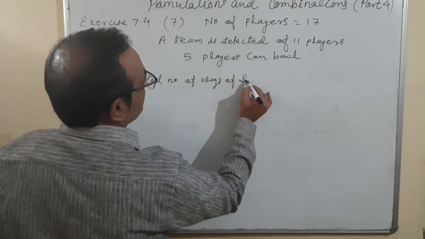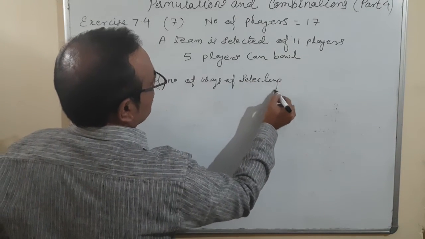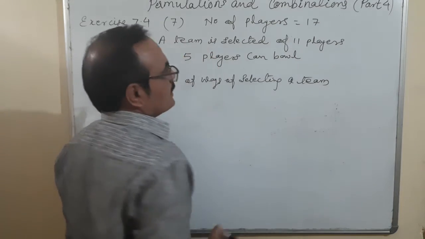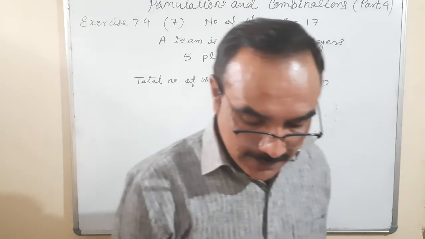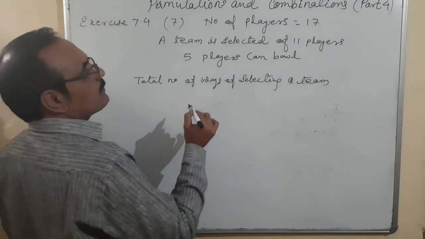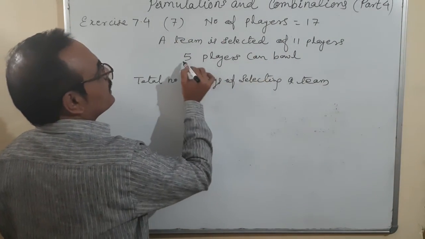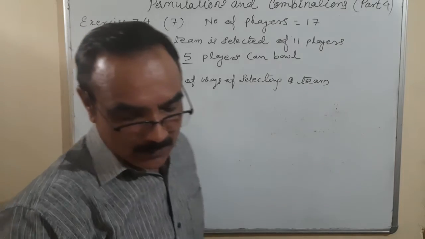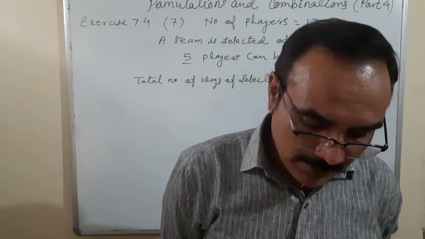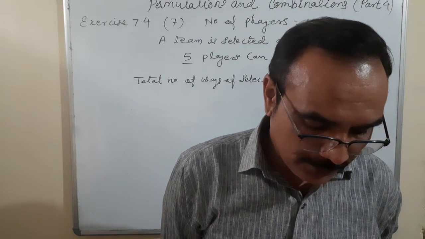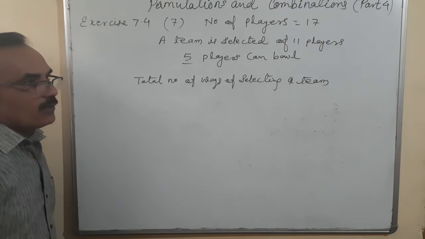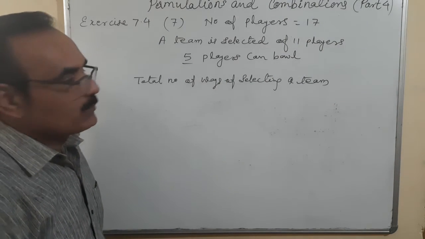of selecting a team. The condition is exactly, clearly it is mentioned, exactly 4 bowlers. Total 17 players. How many can bowl? 5 players can bowl. In how many ways can we select a cricket team of 11 from 17 players in which only 5 players can bowl? Out of 17, only 5 players can bowl.